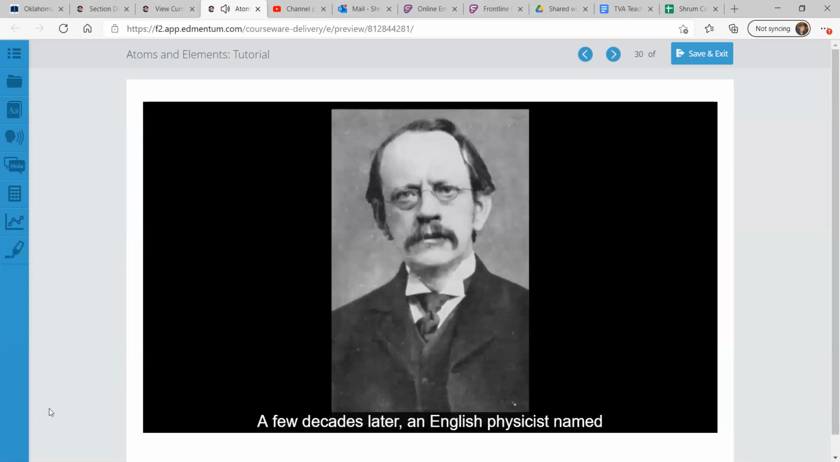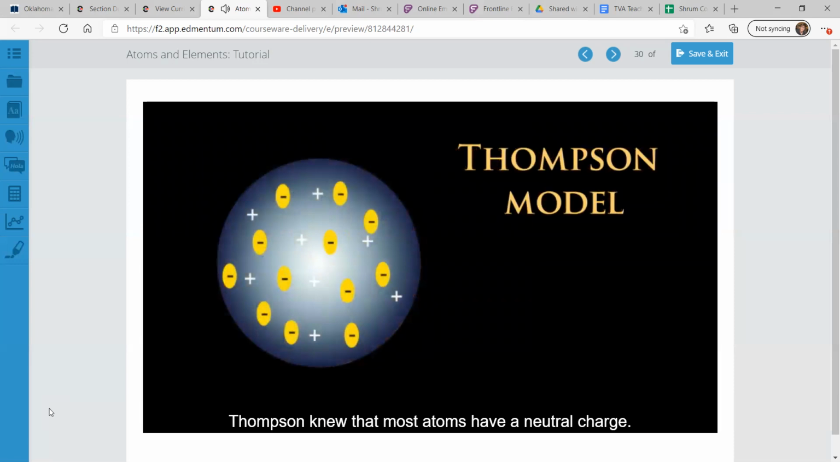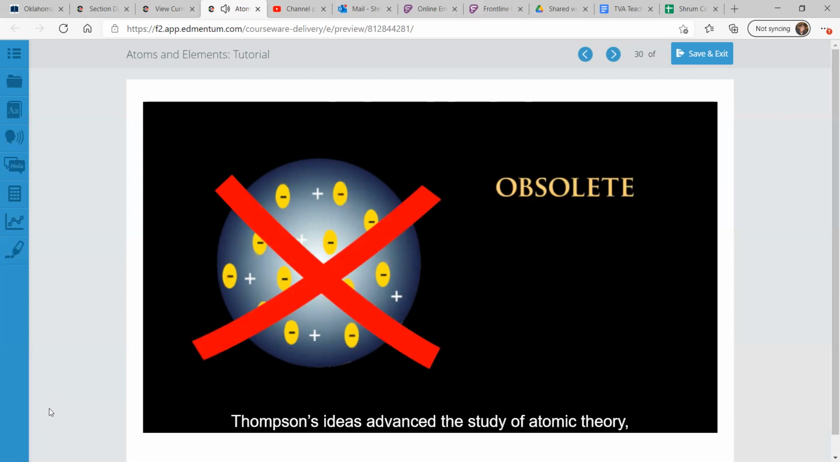A few decades later, an English physicist named J.J. Thomson built on Dalton's theories and discovered through research that atoms contained electrons. Thomson's model is called the Plum pudding model because it resembles a bowl of plum pudding. It shows atoms as spheres of positively charged matter that are embedded with negatively charged electrons. Thomson knew that most atoms have a neutral charge, so he also knew that the positive parts of the atom had to be canceled out by the negative electrons. Thomson's ideas advanced the study of atomic theory, but he didn't have all the facts either, so his model was inaccurate.